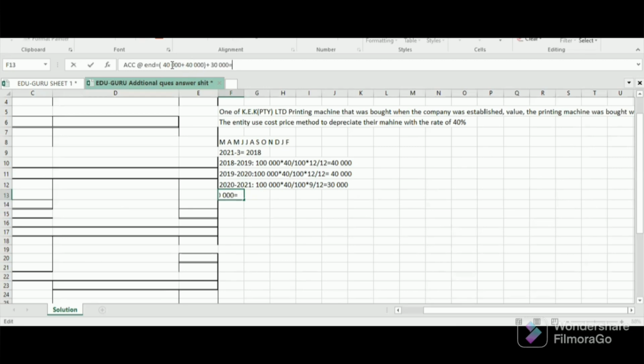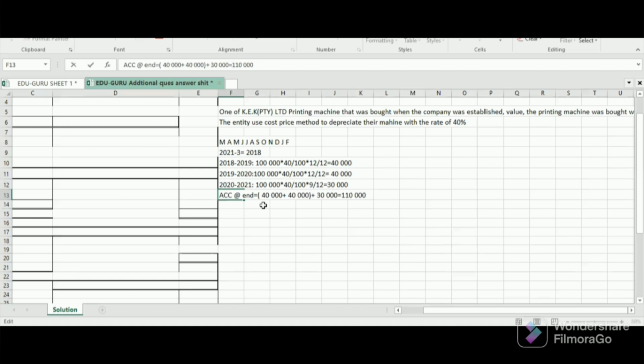Then I just press the calculator. It's going to be 80,000 plus 30,000. So I come across my accumulated depreciation of 110,000. This is my accumulated depreciation at the end. Before we can conclude that 110,000 is our accumulated depreciation at the end, let us check whether it is less than our cost price. If so, we can conclude that 110,000 will be our accumulated depreciation at the end that we post into our note three.